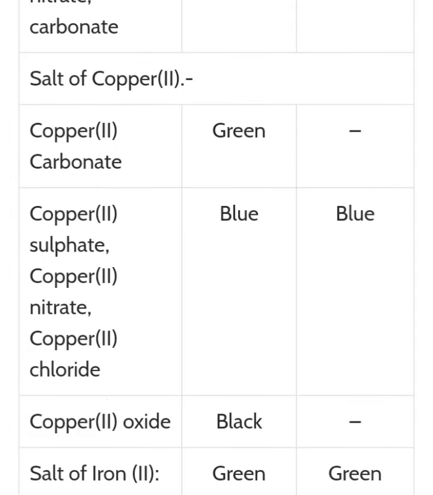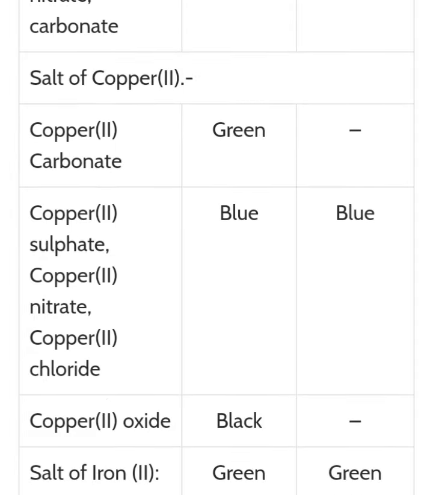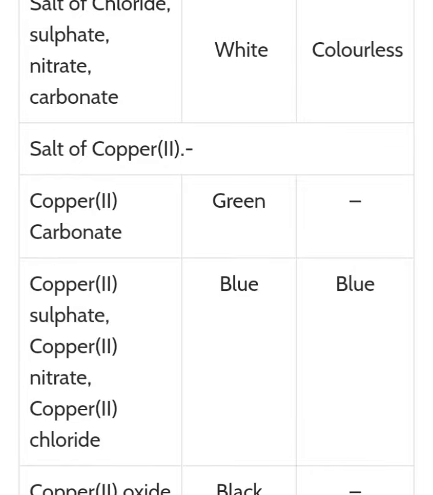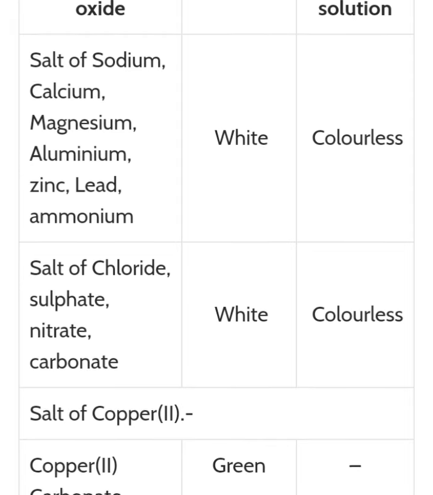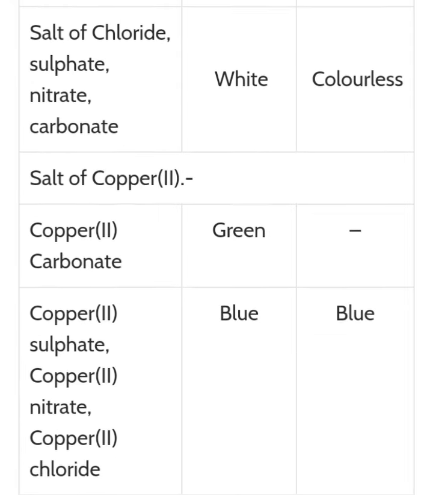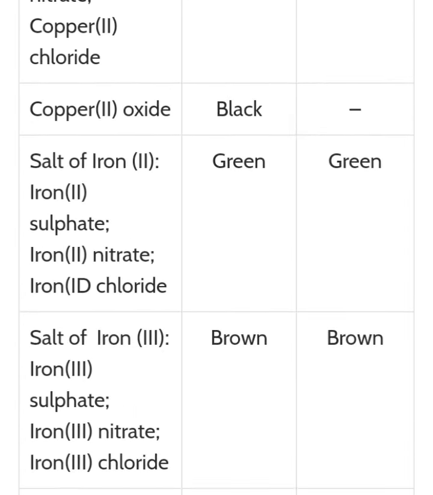Then let's look at copper salts, that is, salts of copper 2. I already looked at this before. We identified this, so we have green, blue. Then copper 2 oxide is black. Then the salts of iron 2. We have already looked at iron 2. Then we mention green and brown, greenish brown, and so on. You can still see them there.